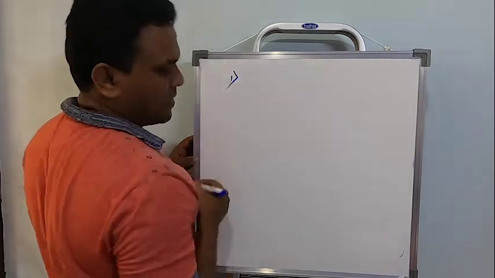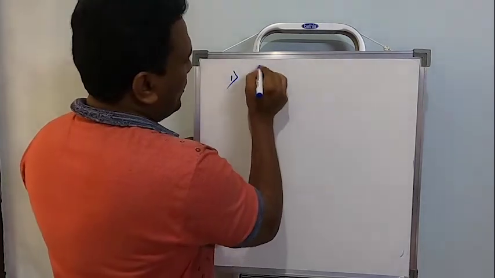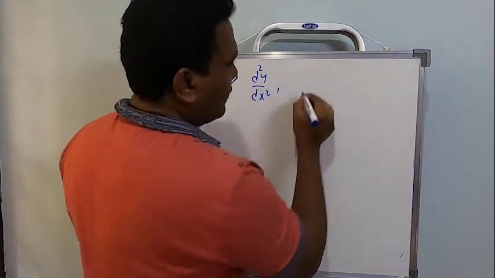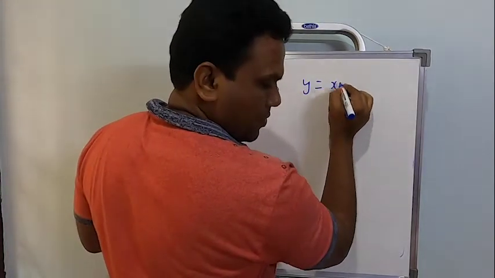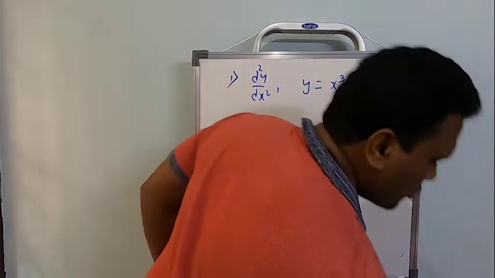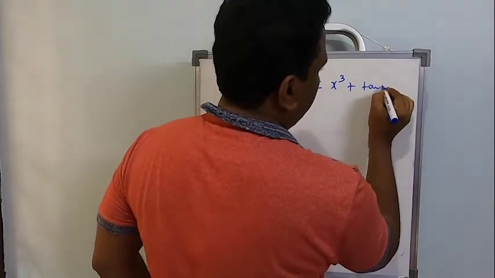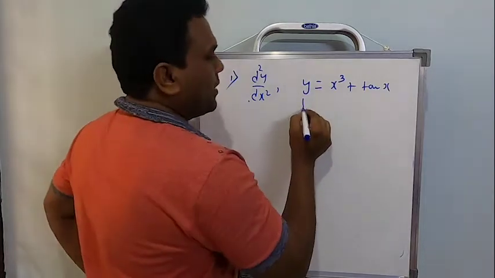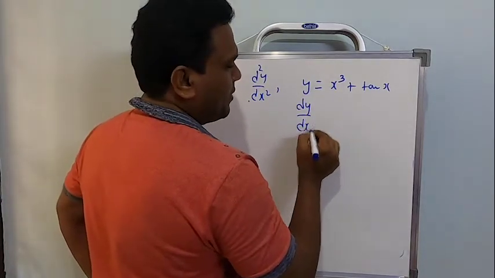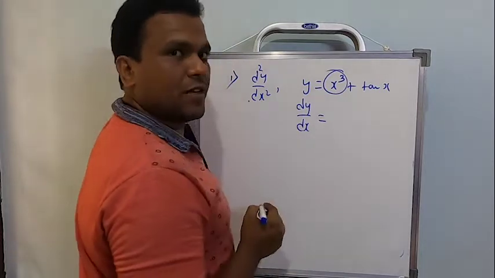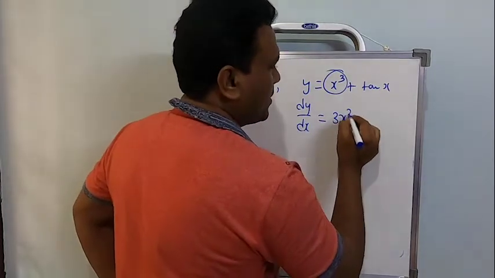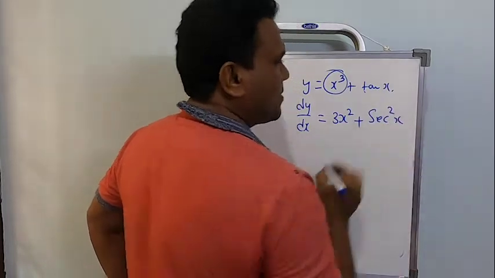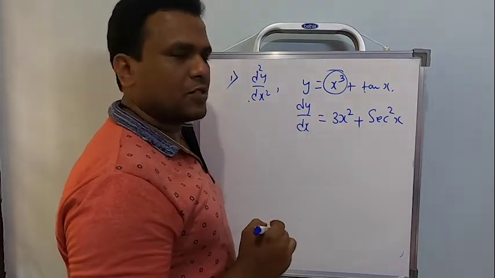In NCERT, there are worked examples. Under that, the first one: you have to find d square y by dx square if y is equal to x cube plus tan x. So we have to find d square y by dx square, right? Okay, differentiate for the first time, dy by dx. What is the differentiation of x cube? Differentiation of x cube will be 3x square, plus the differentiation of tan x, which will be secant square x. This is first time differentiation.